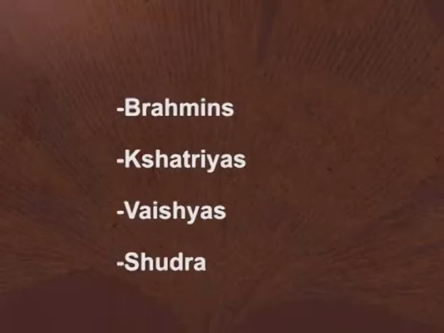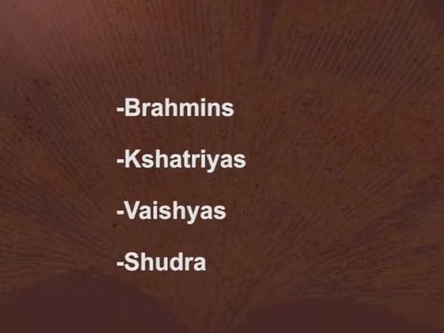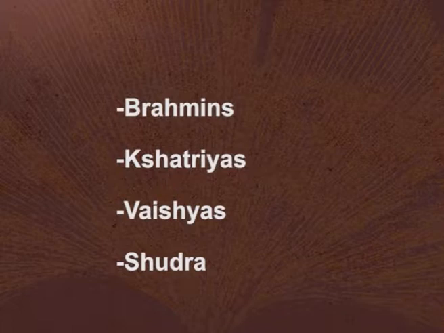Caste is a hereditary, endogamous social group in which a person's rank and its accompanying rights and obligations are ascribed on the basis of his birth into a particular group. For example, Brahmins, Kshatriyas, Vaishyas and Shudra castes.